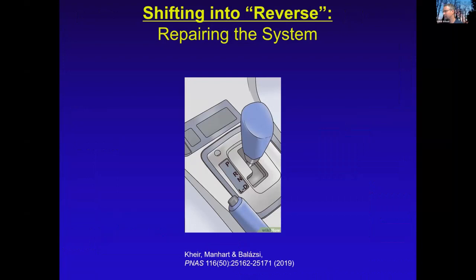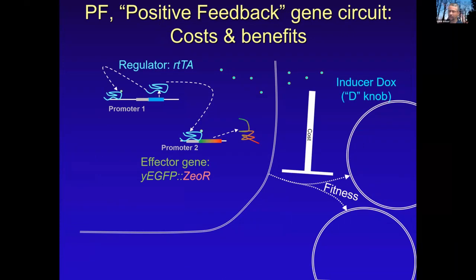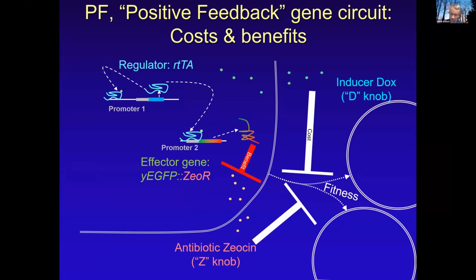All right, so that was the forward process. We broke the system. Now let's see if we can repair it. To do that, I'd like to add another knob. We had the D knob. Now we add the Z knob, which is a drug. And it's important because the second protein, the effector protein, protects from that drug. So that gives you a benefit because the drug would suppress the cells.